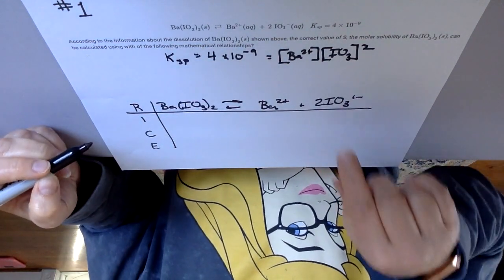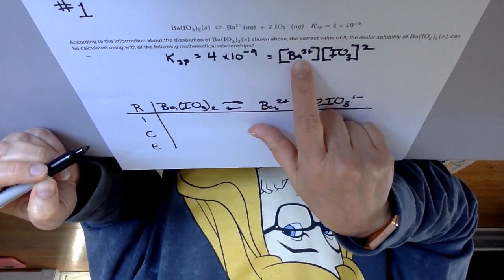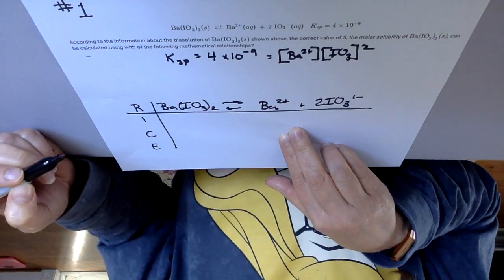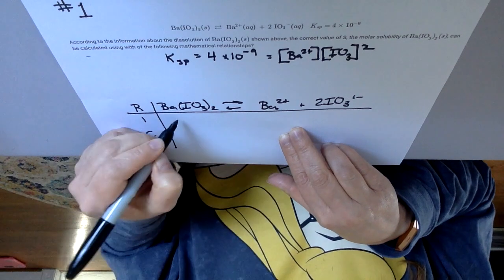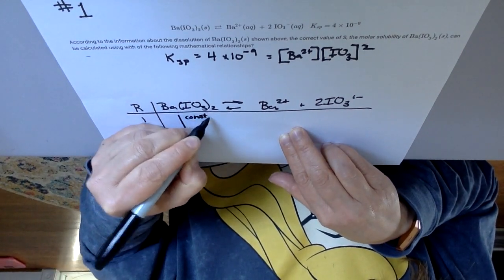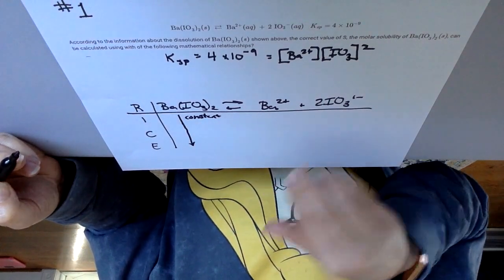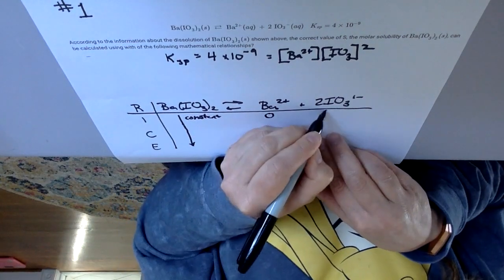Okay, now I have to figure out what the correct value of S is, and I need to relate it so I can put it in this expression. First thing, I usually like to write a RICE table just to remind myself that this value right here is just a constant. It doesn't really change, so it's not part of the equation. A very small amount of this is going to dissolve, and initially we're going to have 0.